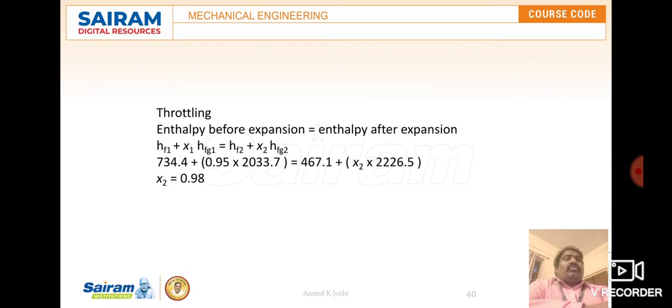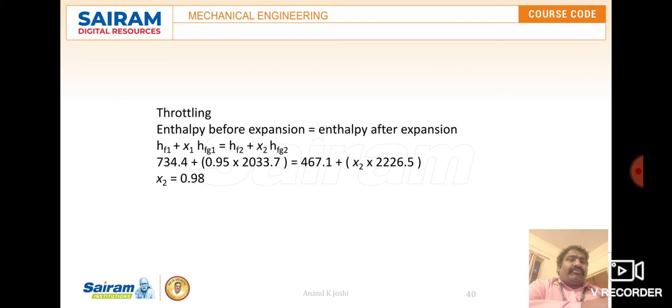So while calculating the throttling process, you already know that throttling is nothing but the enthalpy remains the same before and after, very simple. So the enthalpy before expansion and after expansion we can write as h1 is equal to h2. What is the h1 of the first state? That is hf1 plus x1 into hfg1 is equal to hf2 plus x2 into hfg2. So we have this relation for finding the enthalpy. Here x1 we know is 0.95, but we don't know the dryness fraction after the throttling. So that we have to find out.